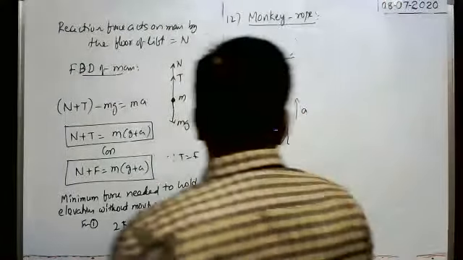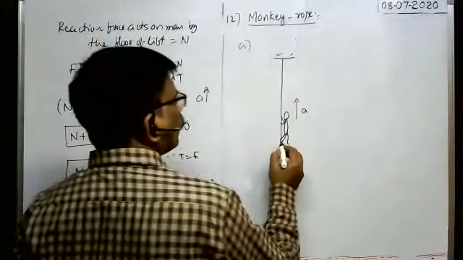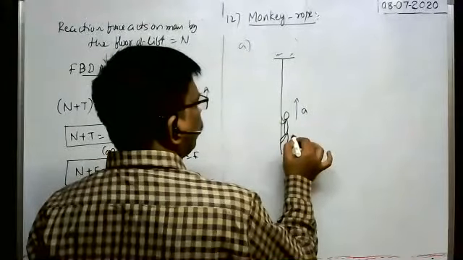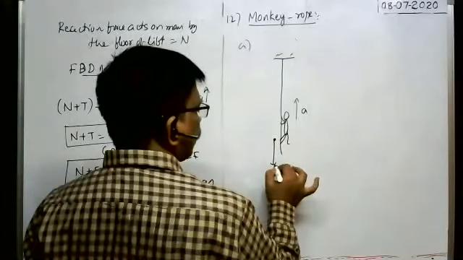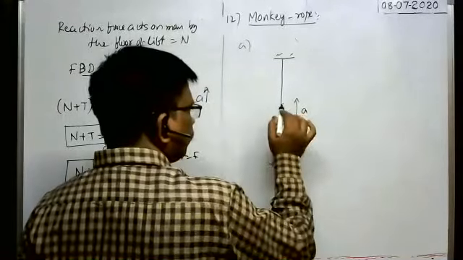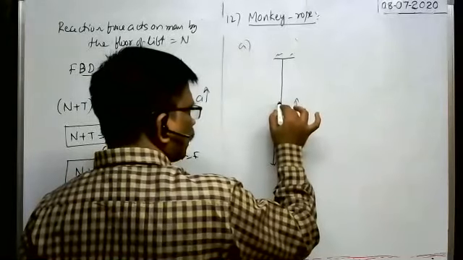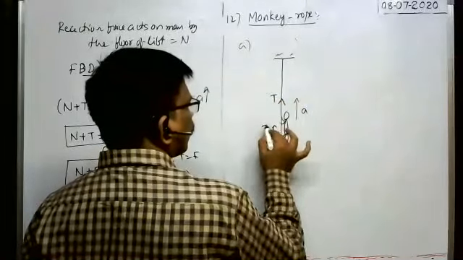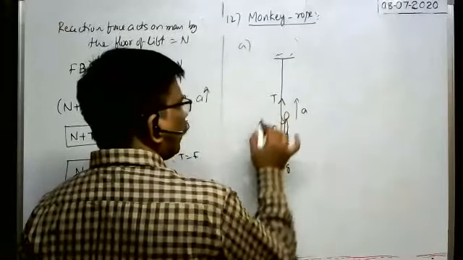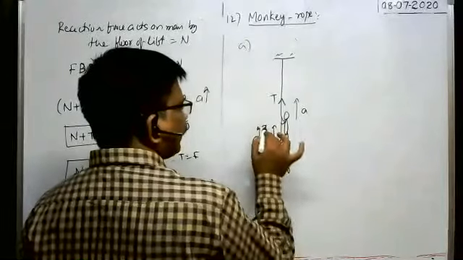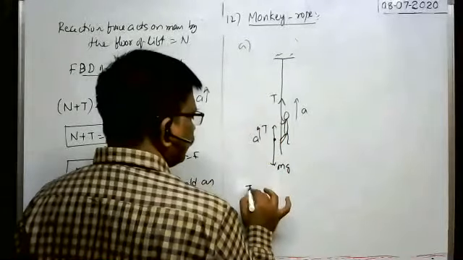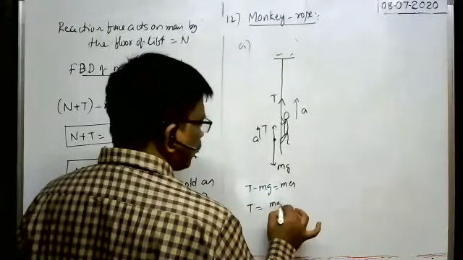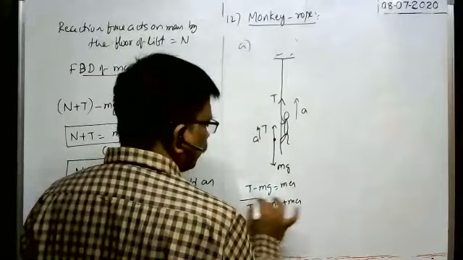That is the case. So here you see, the weight of the monkey acts vertically downwards. At the same time, whatever tension is developed in the rope, with that tension the monkey is pulled upwards. That is the tension T upwards. As the monkey moves upwards, the tension is greater than mg. Then T minus mg is equal to ma, or T is equal to mg plus ma. This is the tension in the rope.